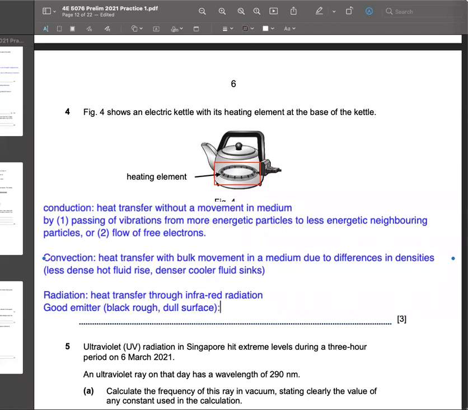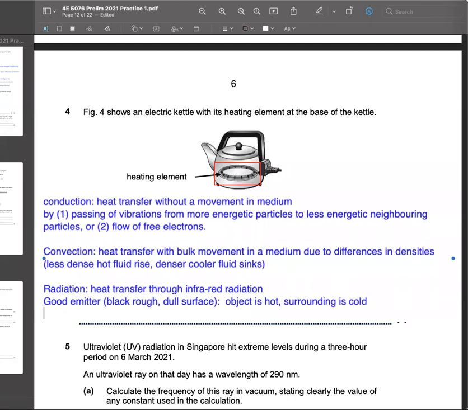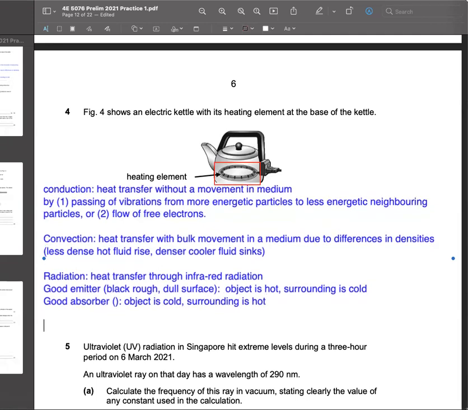Okay, when do we use a good emitter? When the object is hot or cold? Hot, then the surrounding is cold. Surrounding is cold. Okay, good emitter, good absorber: black, rough, same thing. Then when do we use a good absorber? When the object is cold, and then the surrounding is hot. Hot.